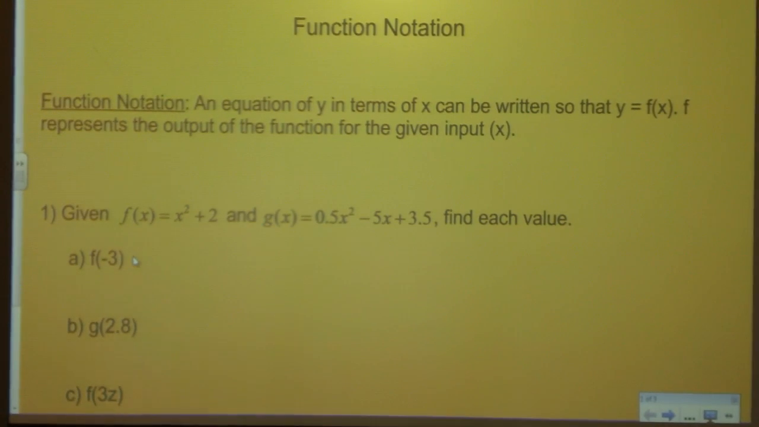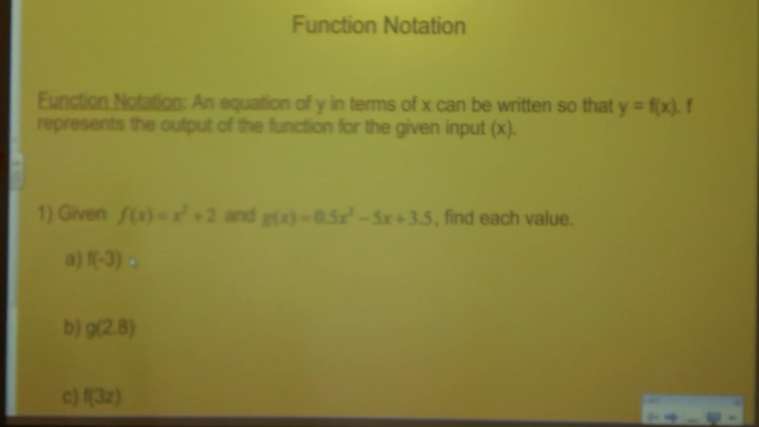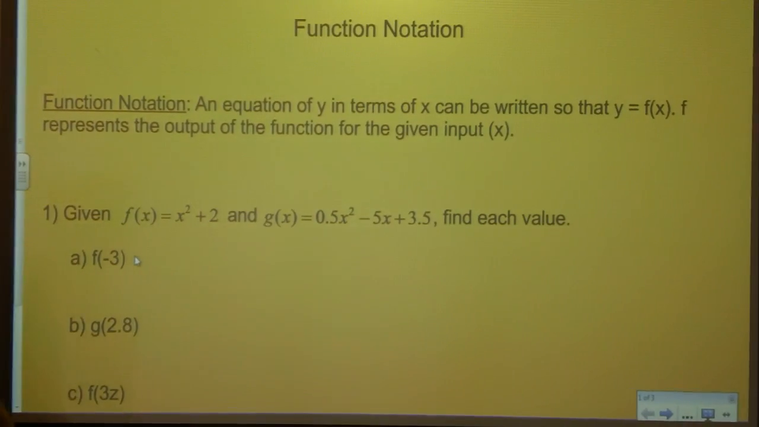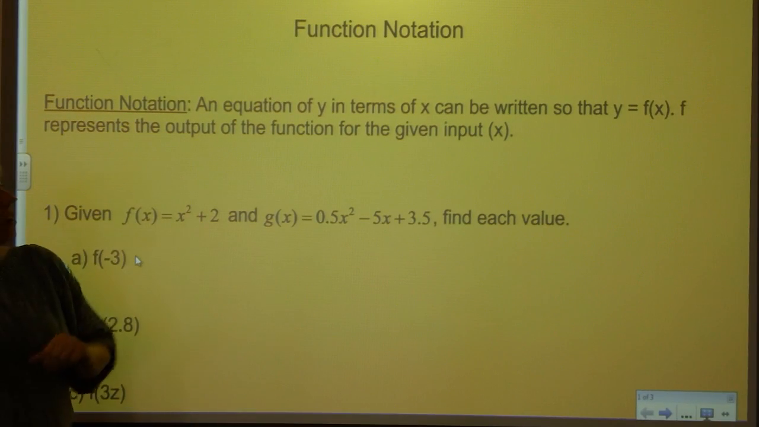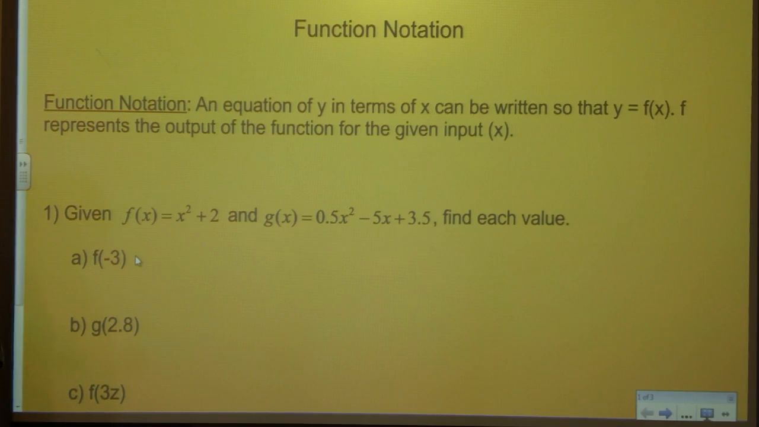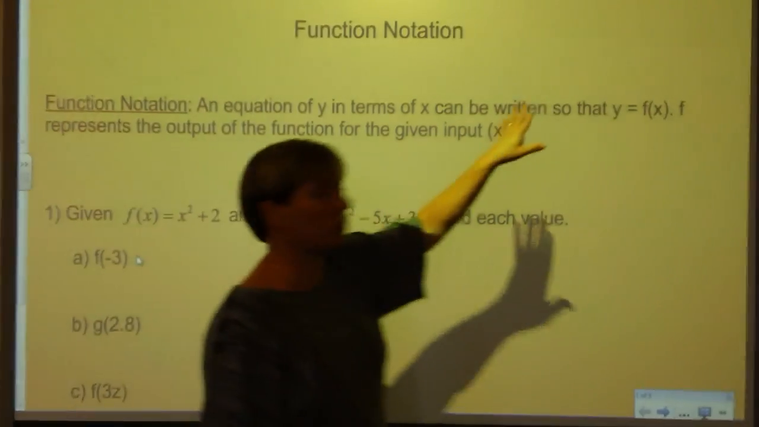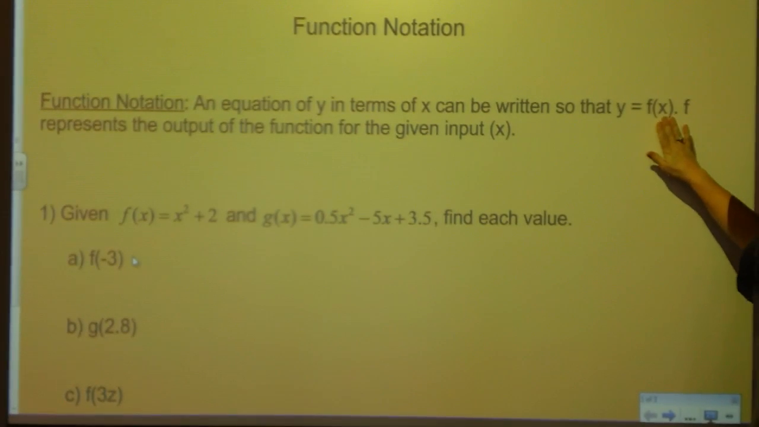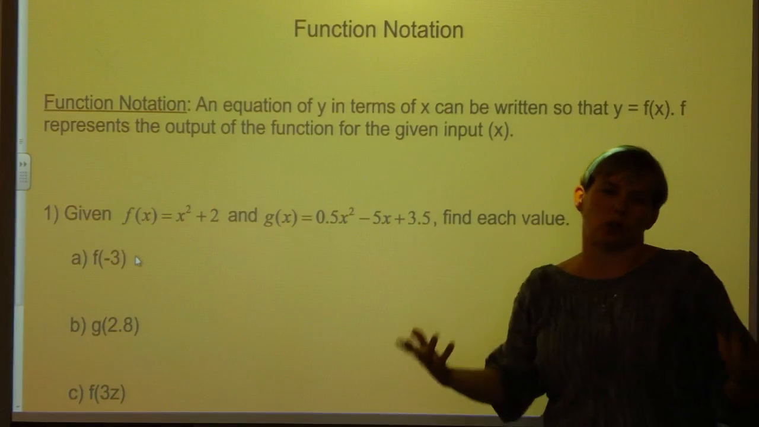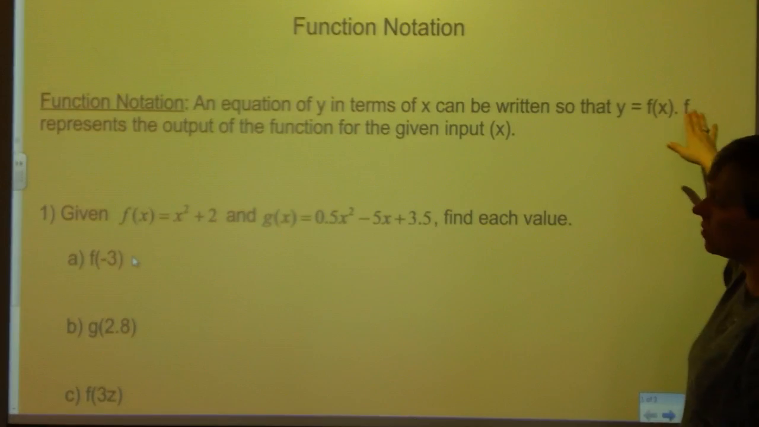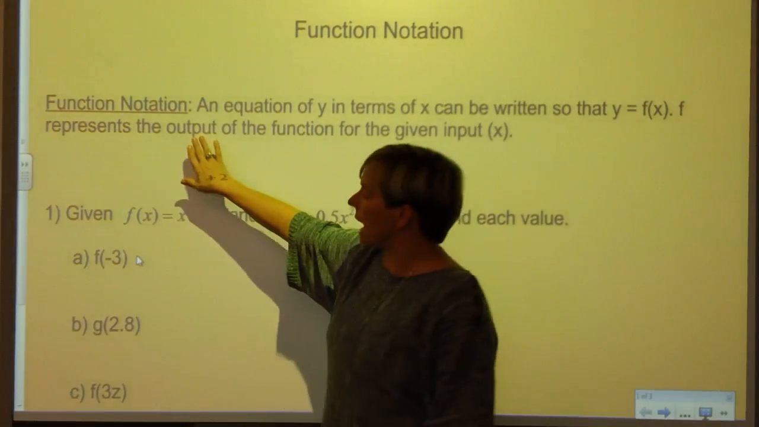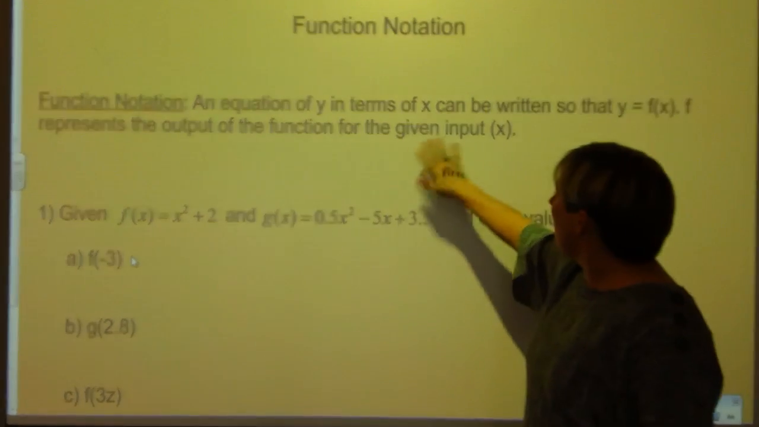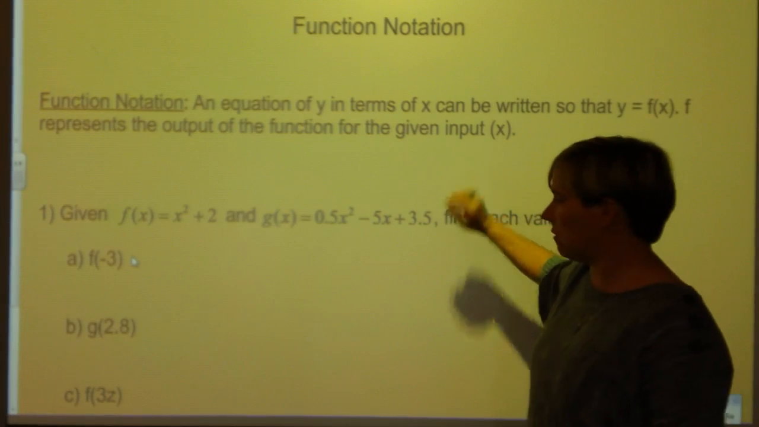Today we're going to be talking about function notation. As you can see from our definition, function notation is an equation of y in terms of x can be written so that y equals f of x. All we're doing is replacing y with f of x. It's a notation, kind of like shorthand in language arts. F represents the output of the function, and x represents the input of the function.